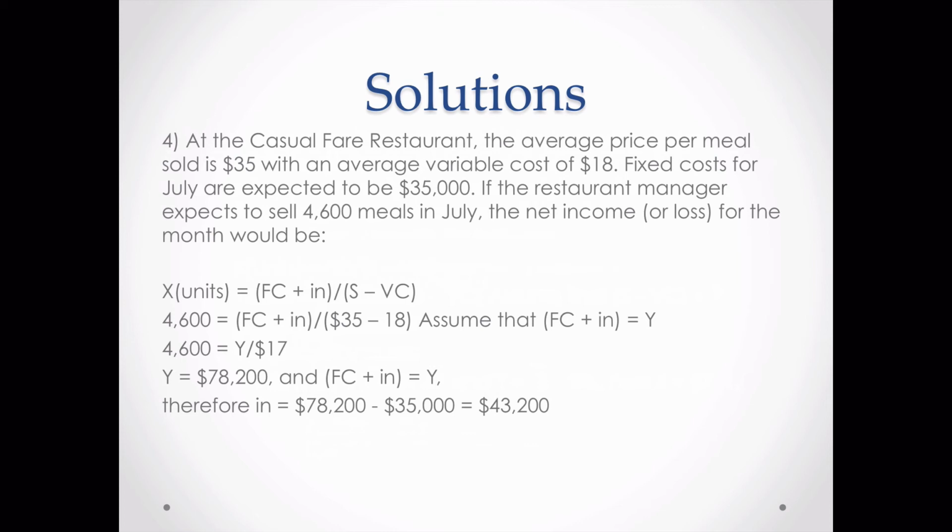And if the fixed cost plus income equals Y, and we know that our fixed costs are 35,000, then we subtract out the 35,000 from the 78,200, and we have an income of $43,200. Again, the first thing you have to do on this is go ahead and think in terms of 3 variables, and then once you get an answer, you need to realize that the answer is going to help you get your income.